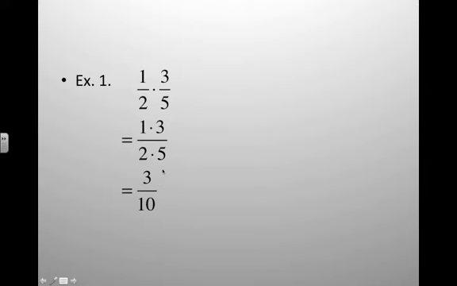So for our first example, we're going to do 1/2 times 3/5. Essentially really easy. You just multiply across the top, multiply across the bottom. So you're going to have 1 times 3 over 2 times 5, and so you're going to end up with 3/10. It doesn't need to be reduced, so we're good to go.